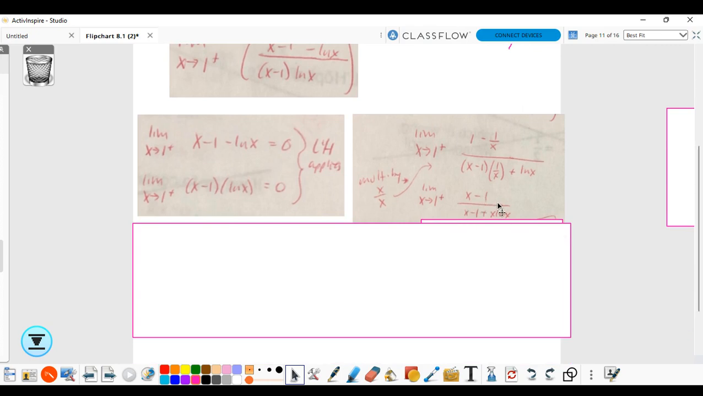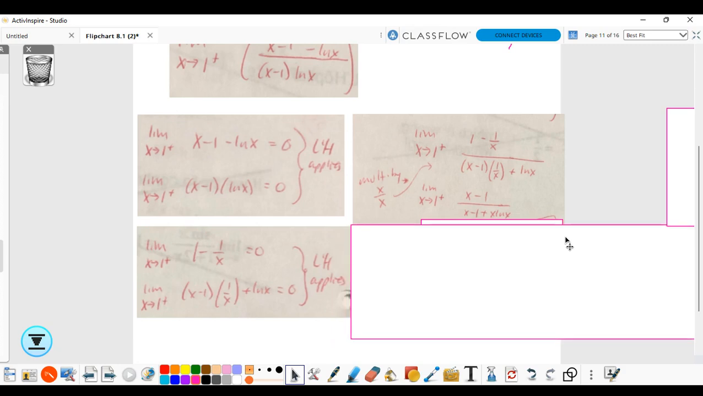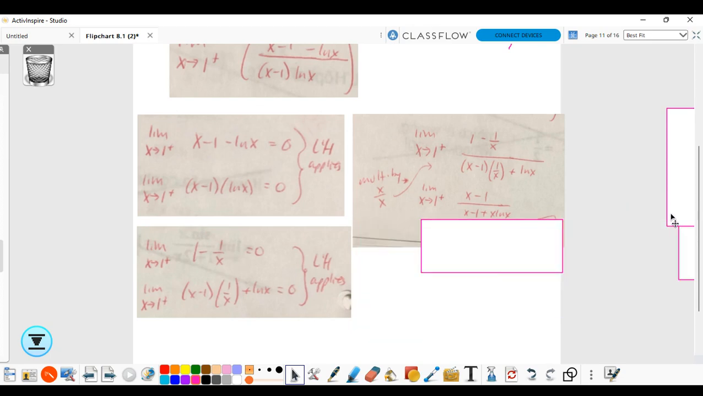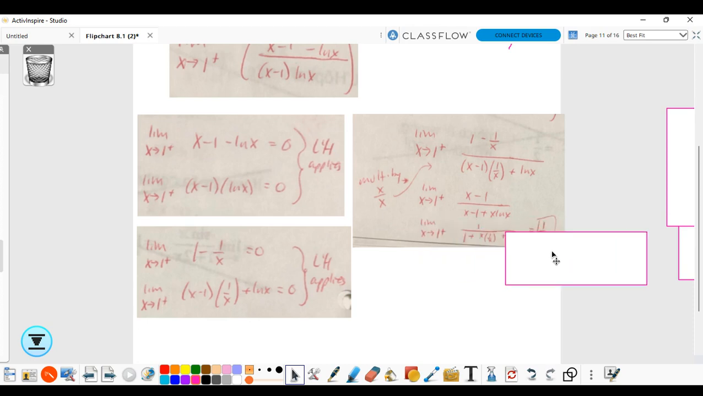But plugging in 1, I still get 0 divided by 0. So we've got to do L'Hopital's yet again. Prove that it does apply, which it does. And now the derivative of the top is 1. The derivative of the bottom becomes this. And so plugging in everything, today's infinity minus infinity is 1/2.